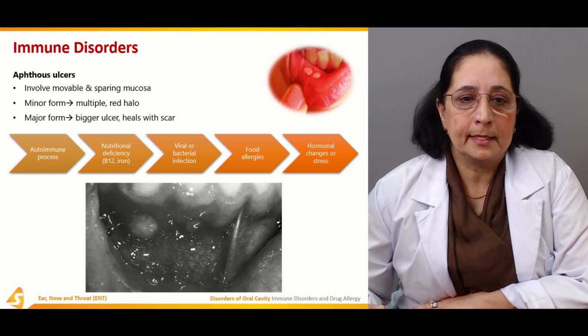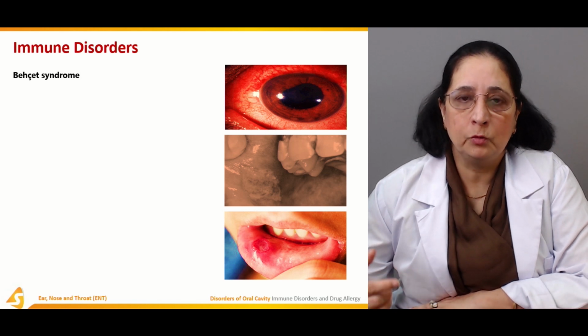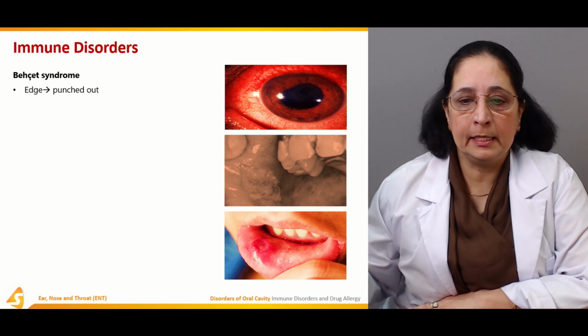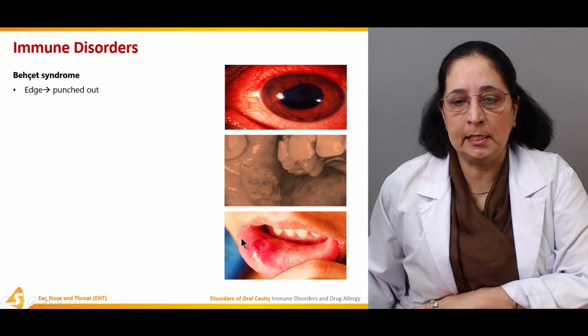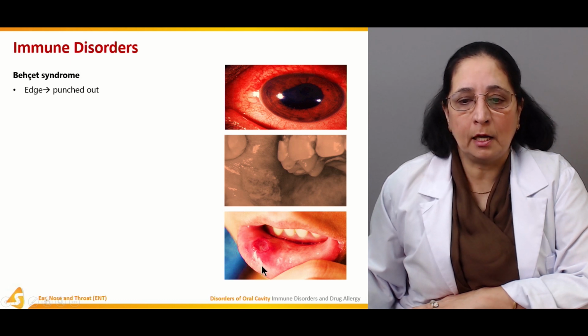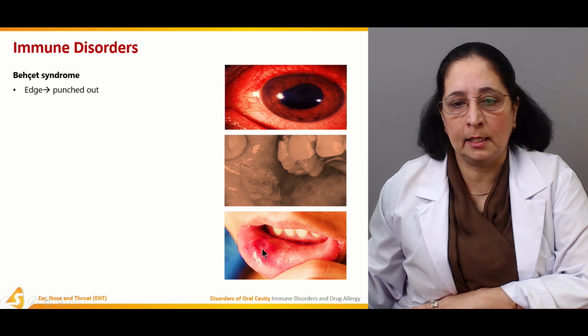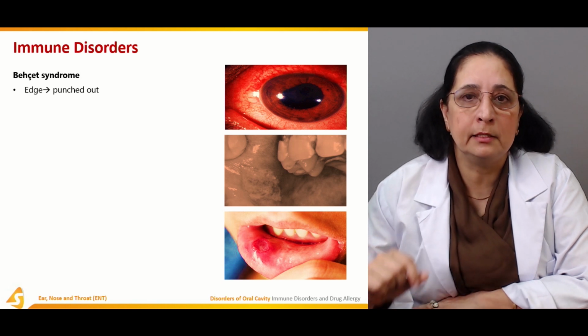Another is Behçet's syndrome, which is another immune disorder due to immune deficiency. Here, if you see, this is the ulcer. The edges of the ulcer in Behçet's syndrome are punched out. It is a deep ulcer with the edges punched out.